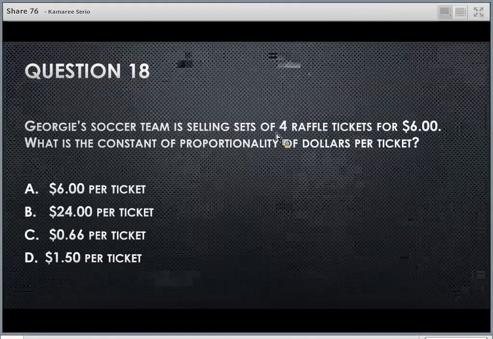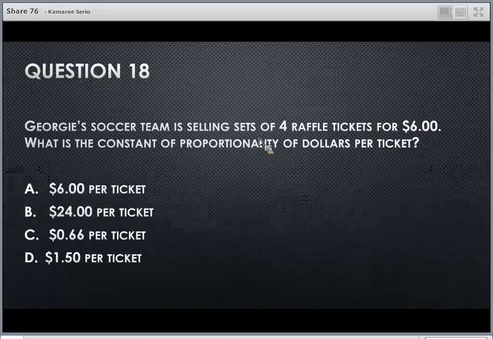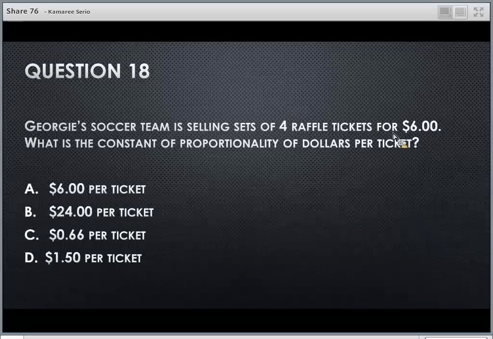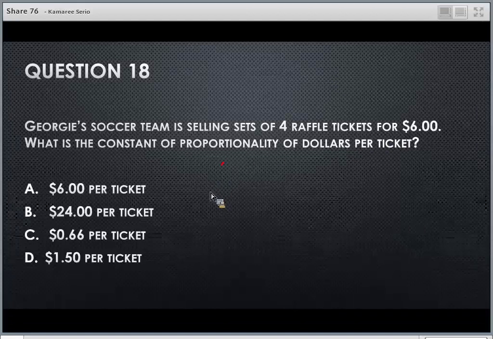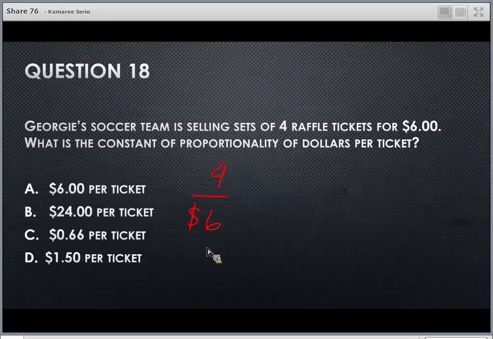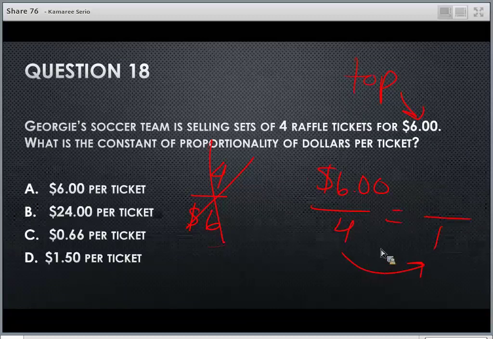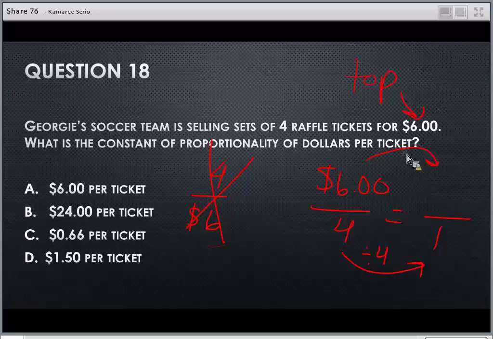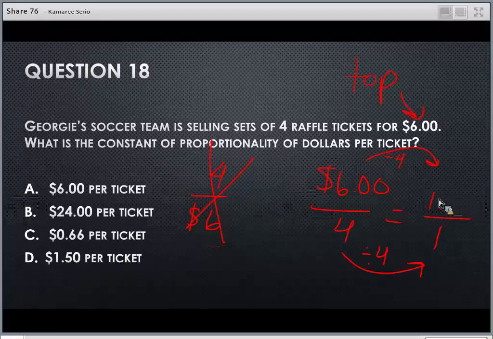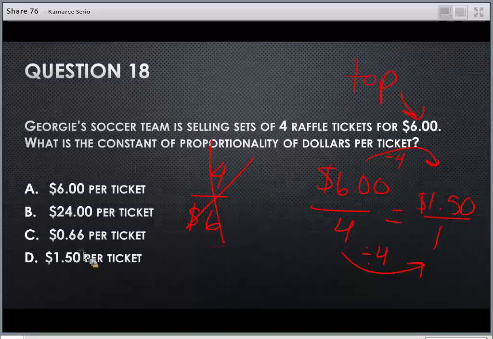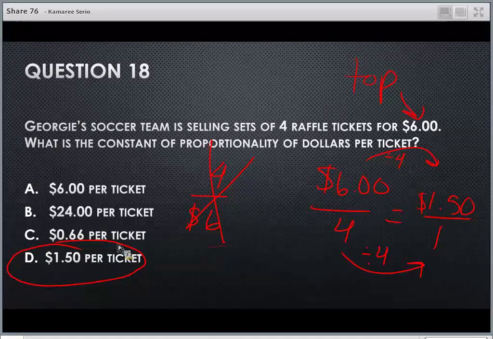All right, Georgie soccer team is selling 4 raffle tickets for $6. Guys, this problem, a lot of you are going to miss, and it's because you're going to write it like this. Do not write it like this. Remember, money always goes on top. It should be $6 over 4 tickets. Whenever you divide by 4, 6 divided by 4 is 1.5, or since we're talking about money, it is $1.50 per ticket. All right, please remember money always goes on top.